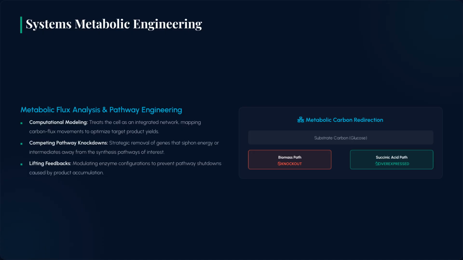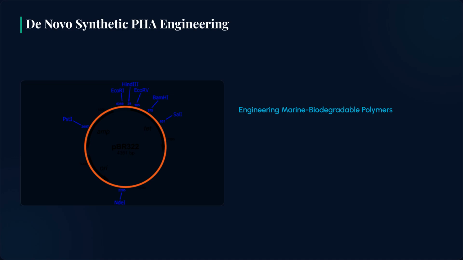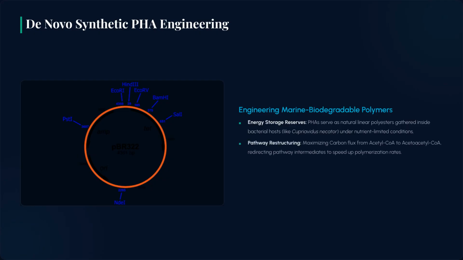Systems metabolic engineering uses computational modeling to optimize product yields. Strategies include competing pathway knockdowns to prevent intermediate siphoning and lifting feedbacks to avoid pathway shutdowns from product accumulation. De novo synthetic PHA engineering focuses on marine biodegradable polymers. Polyhydroxyalkanoates, or PHAs, are microbial energy reserves. Pathway restructuring maximizes carbon flux to speed up polymerization rates, resulting in plastics that degrade in months.